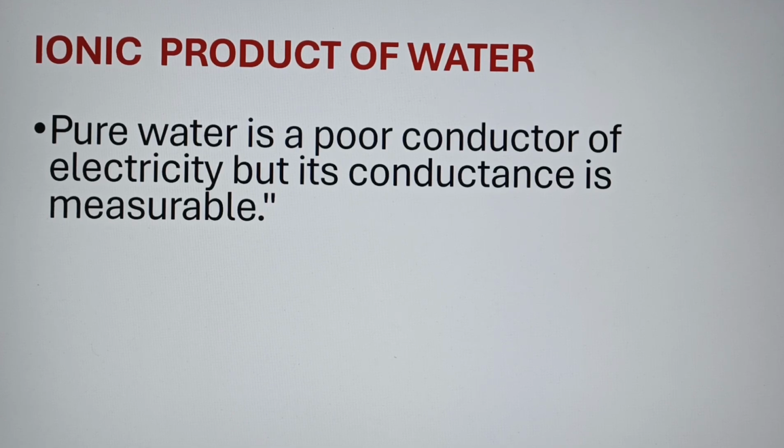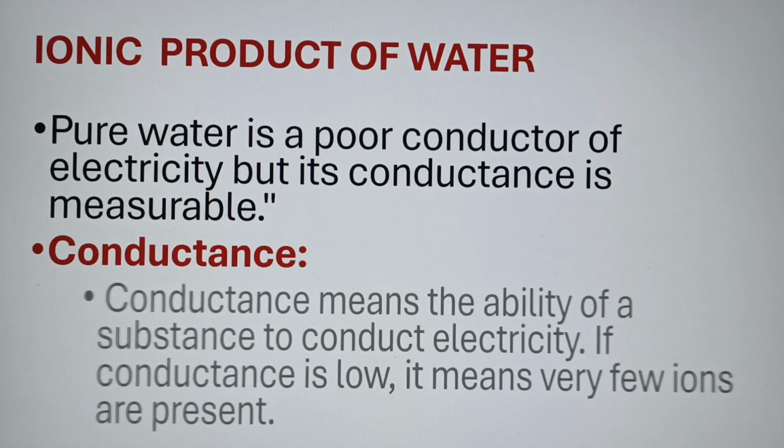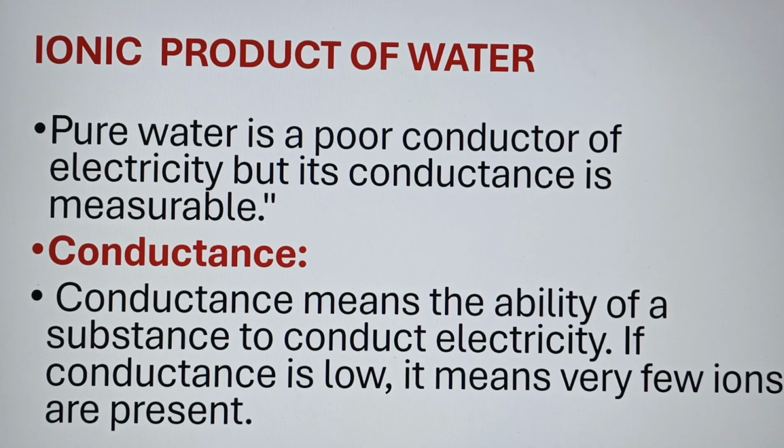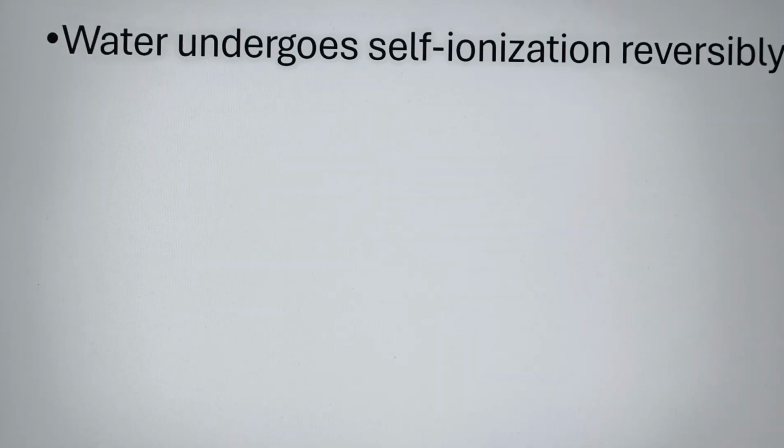Next, we define an important term, conductance. Conductance means the ability of a substance to conduct electricity. If conductance is low, it means very few ions are present. But even though water is a poor conductor, it still shows a small but measurable conductance, which proves some ions are present. Next, we see water undergoes self-ionization reversibly.